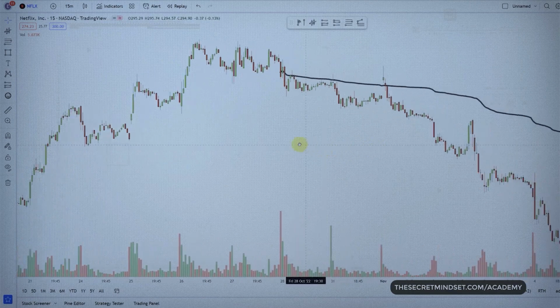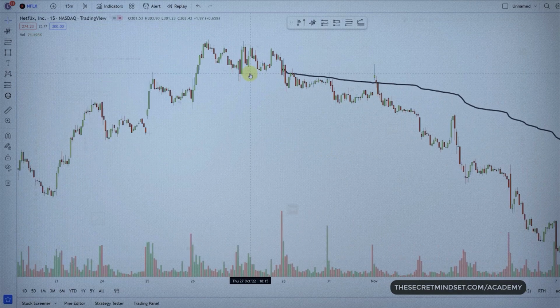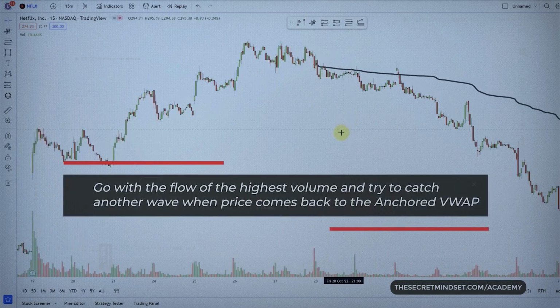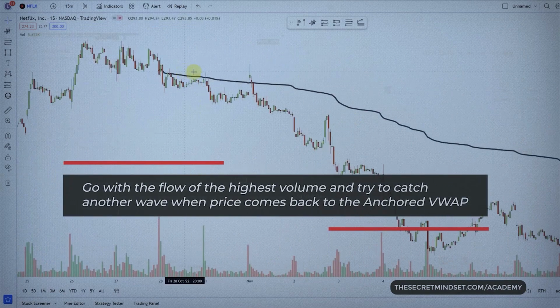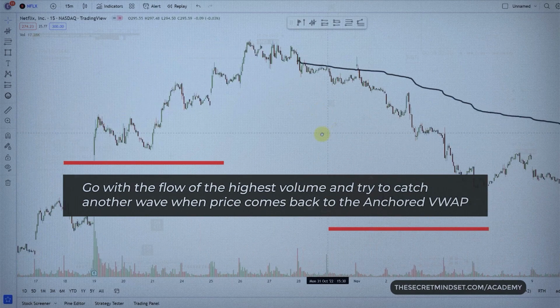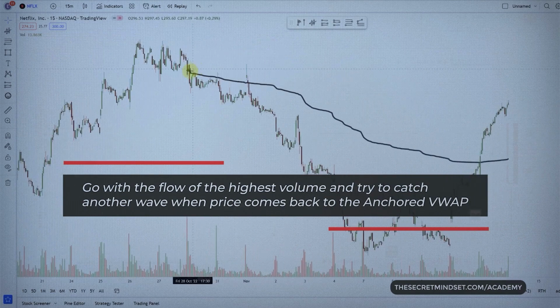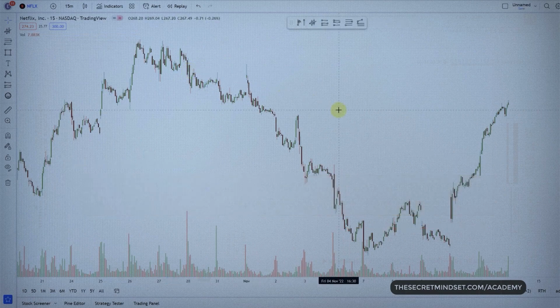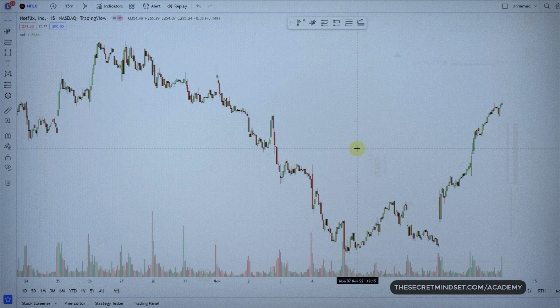This can work for day trading, but also for swing trading. You go with the flow of the highest volume and you try to catch another wave to the downside when price comes back to the anchored VWAP. If you want to learn more about the anchored VWAP, you should definitely watch this video.